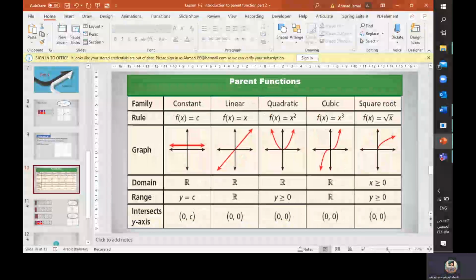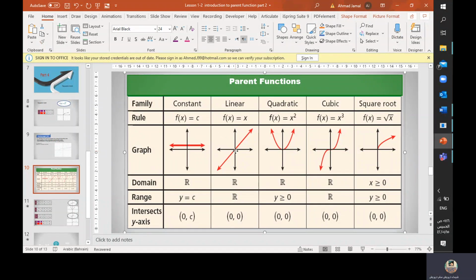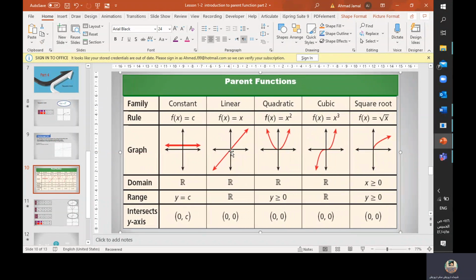The important idea at this point: domain is related to x. Okay, domain related to x, range related to y. Look at the linear function here. I have all negative numbers, and we can take all positive numbers. So all real numbers.